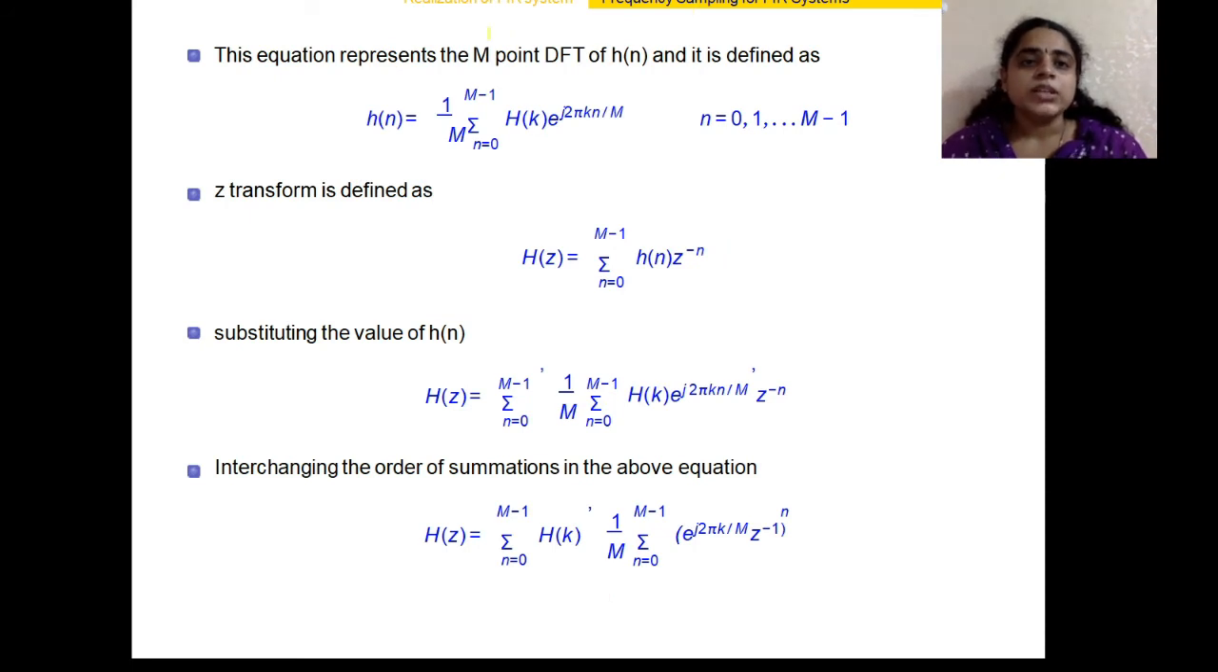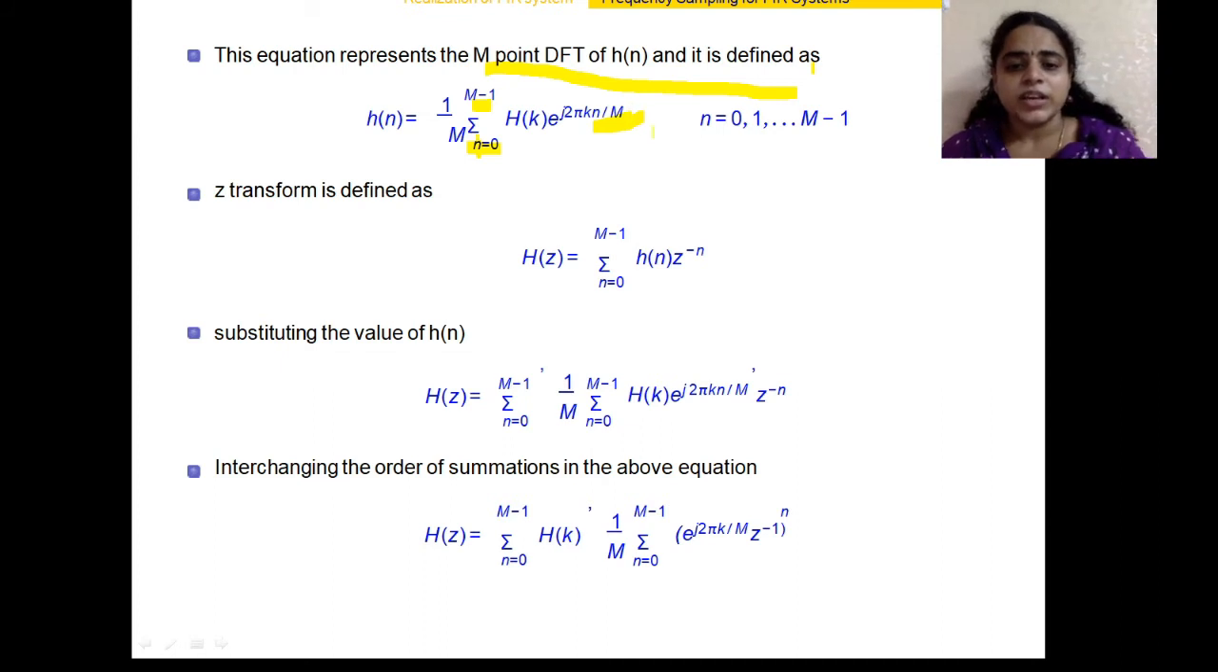So this equation represents the M point DFT of h of n, and h of n is defined as h of n equal to 1 by M summation k equal to 0 to M minus 1, h of k into e power j 2 pi n k by capital M. This is the equation for h of n.